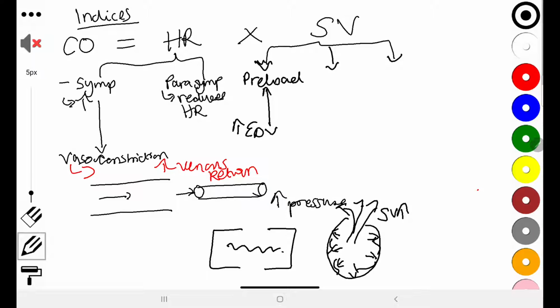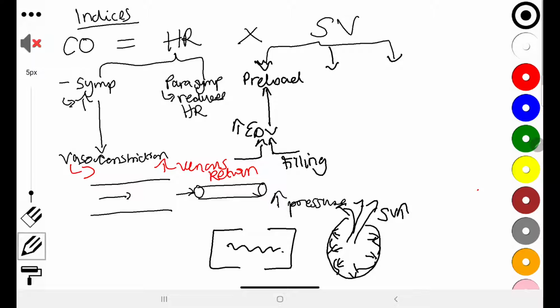Okay? Another factor that I would want you to take away from increased preload is that there will be an increase in this EDV if what is returning to the heart is more. Okay? So if you have an increase in venous return, you will have an increase in EDV. And if you have an increase in EDV, you have an increase in preload. If you have an increase in preload, therefore your stroke volume will be higher. Awesome. The other thing that I would want to talk about here is something known as filling time.